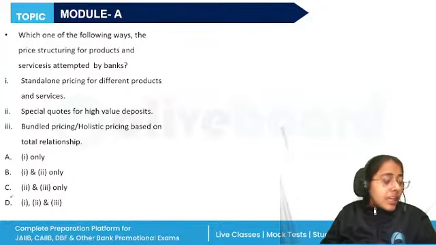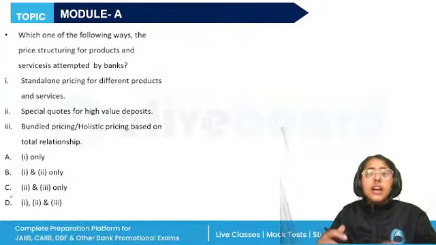Next, which one of the following ways the price structuring for the products and services is attempted by the banks? So these process models are used by the banks to decide on the product models, then on the pricing, then on the delivery. So here pricing involves standalone pricing for different products and services, special codes for the high value deposits, bundled pricing or holistic pricing based on the total relationship.